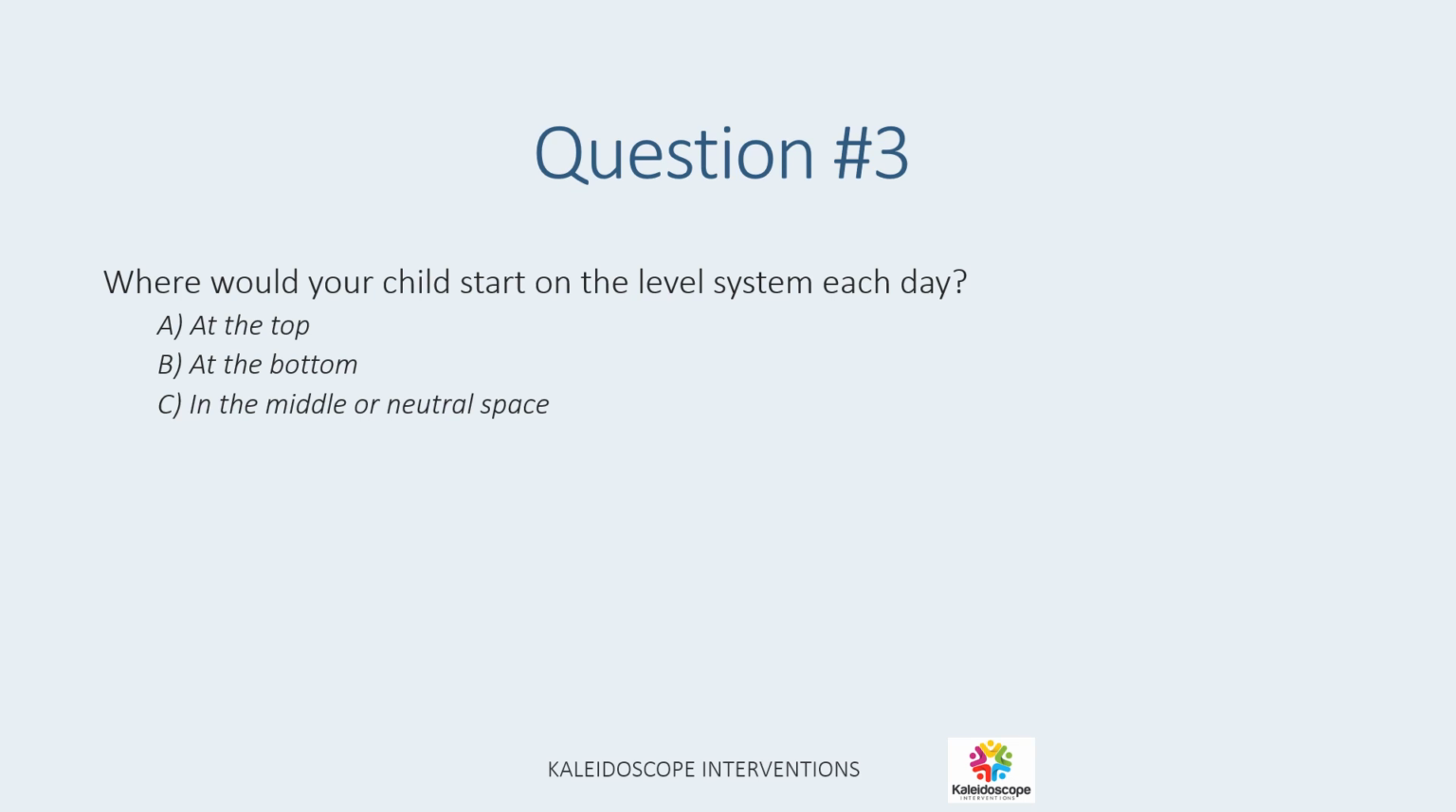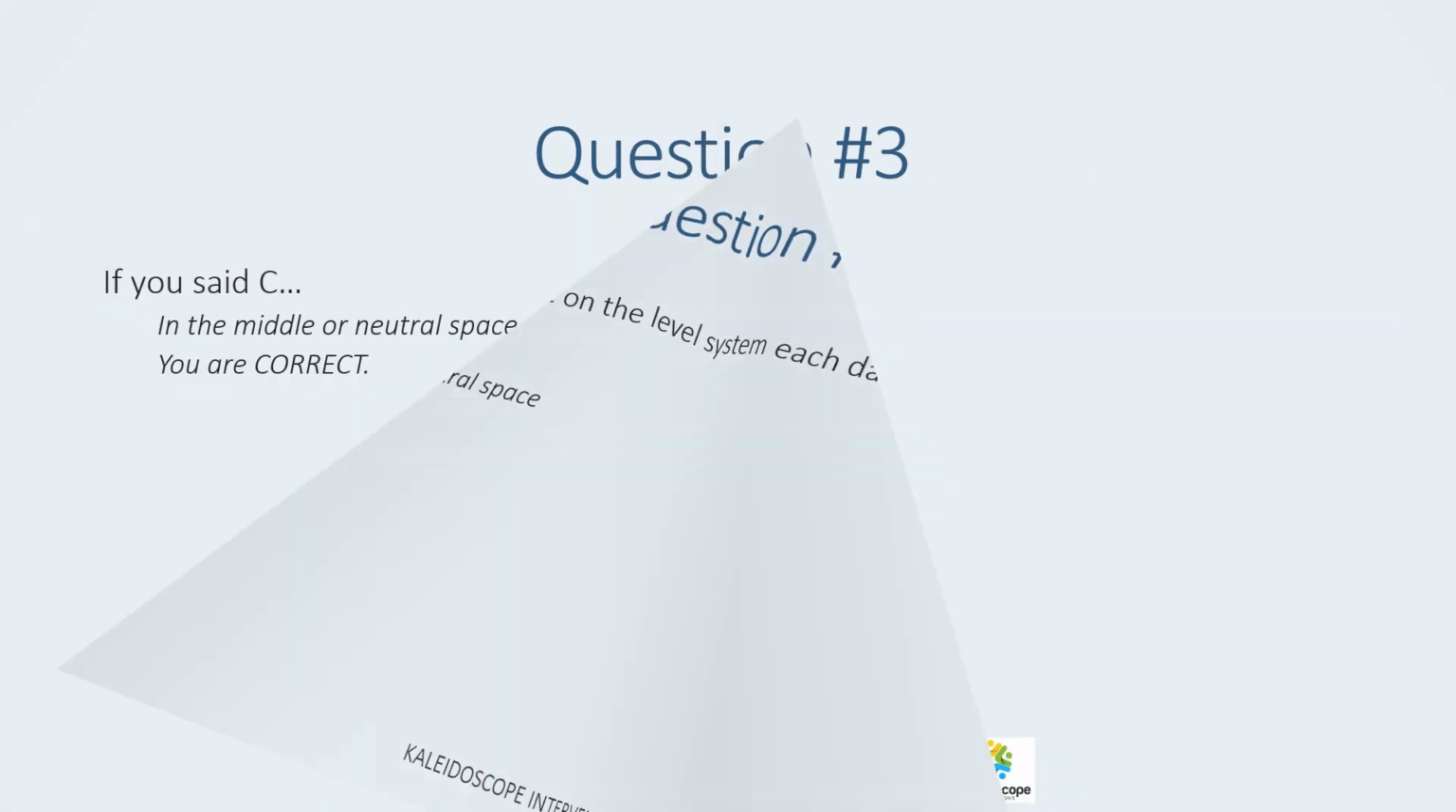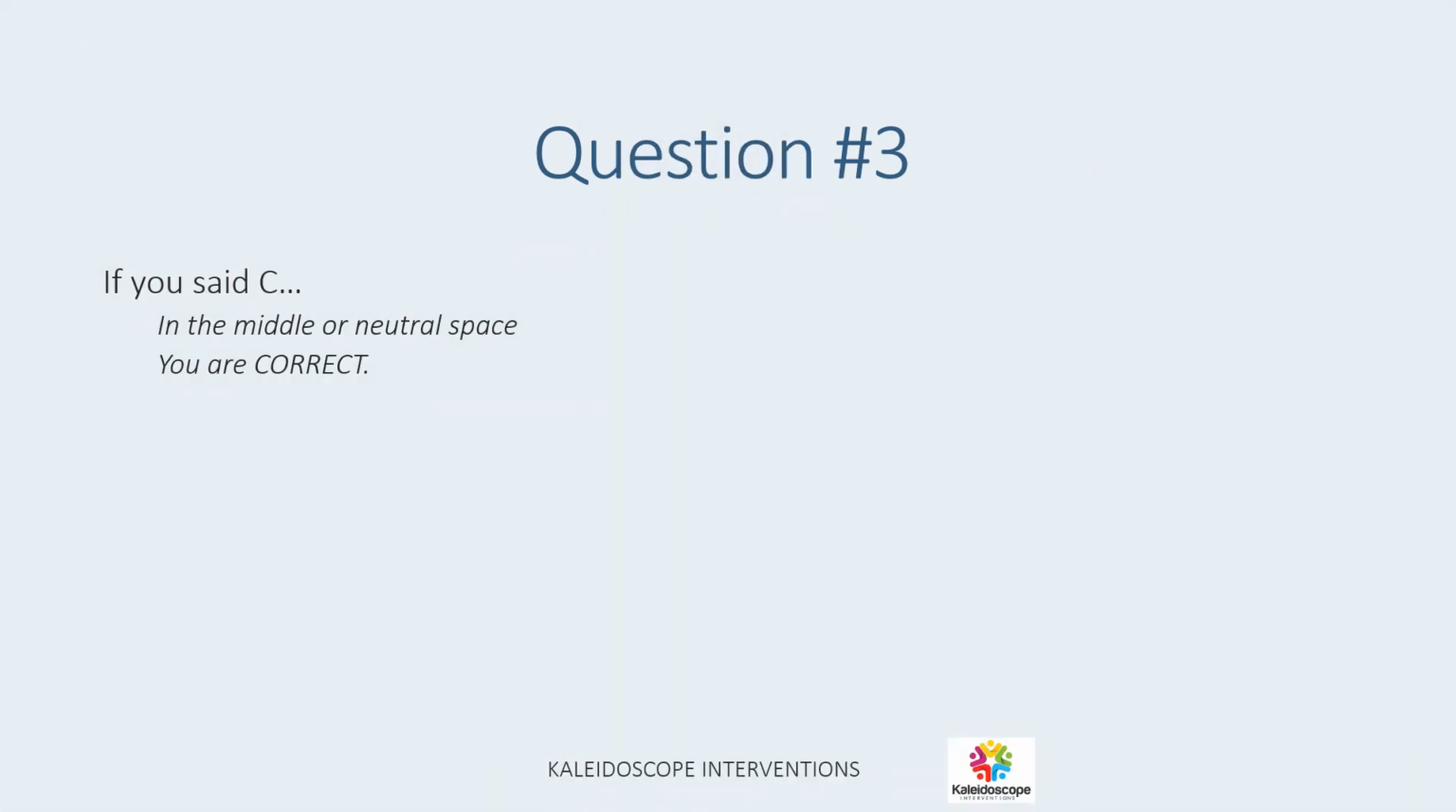All right, so we are on question number 3. Where would your child start on the level system each day? A, at the top of the chart, B, at the bottom of the chart, or C, in the middle or neutral space of the chart? If you said C, in the middle or neutral space, you are correct.